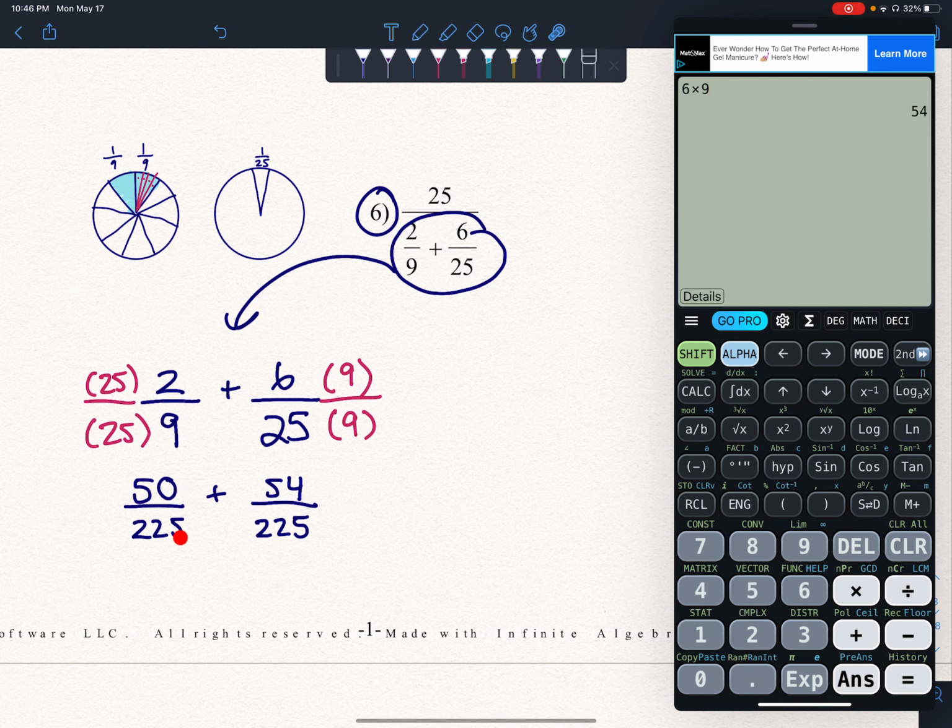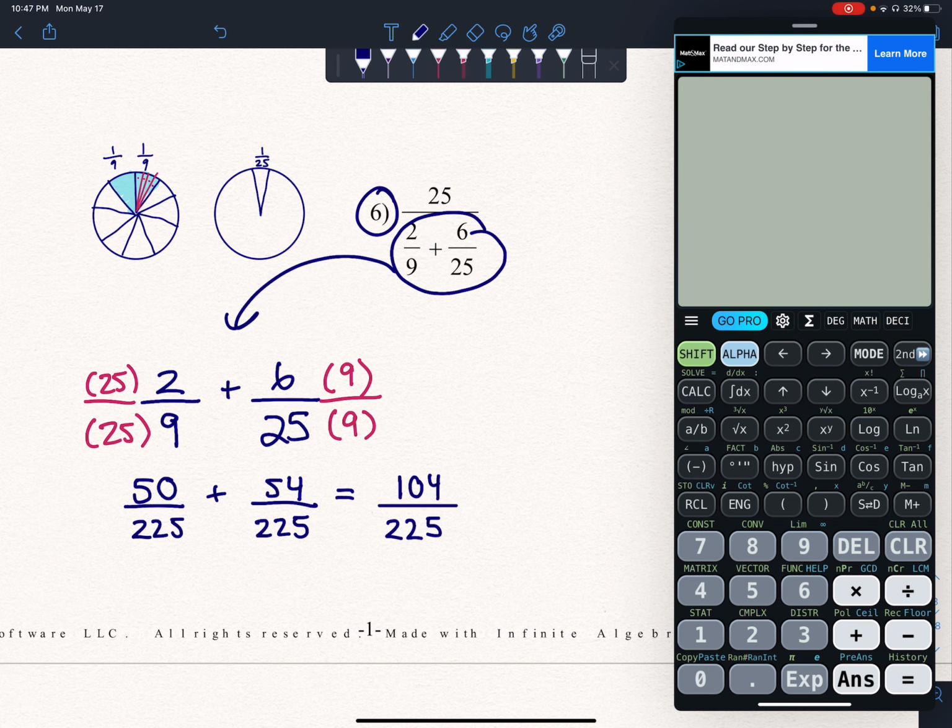So this is why you don't add, you don't touch the denominator. The denominator is just there as an indication of what size your slice of your fraction is. The top number is the only thing you have. So when we're adding, we are only adding the 50 on top and the 54. So we end up with 104 over 225. So we've merged them, we've combined them all together.